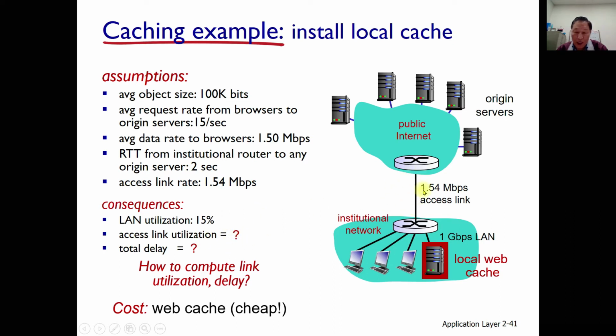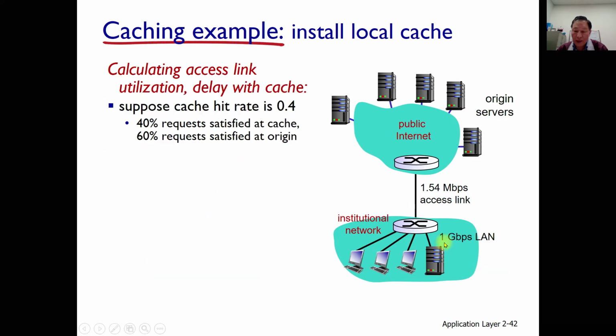If this one is the bottleneck link, then we can reduce in that way, like the previous solution. But the problem is this one is very expensive if we are improving the bandwidth. We need to find other way, other solution. That is the solution here. We are using local web cache, that is proxy server in other words. And how to compute the link utilization delay. And let's move to the next.